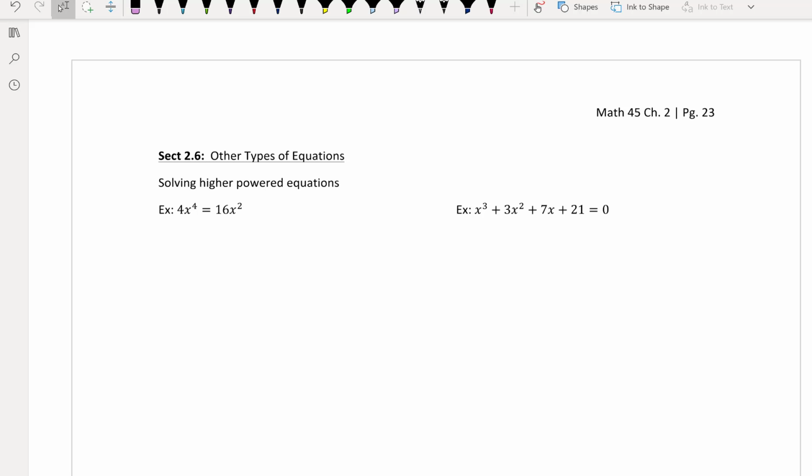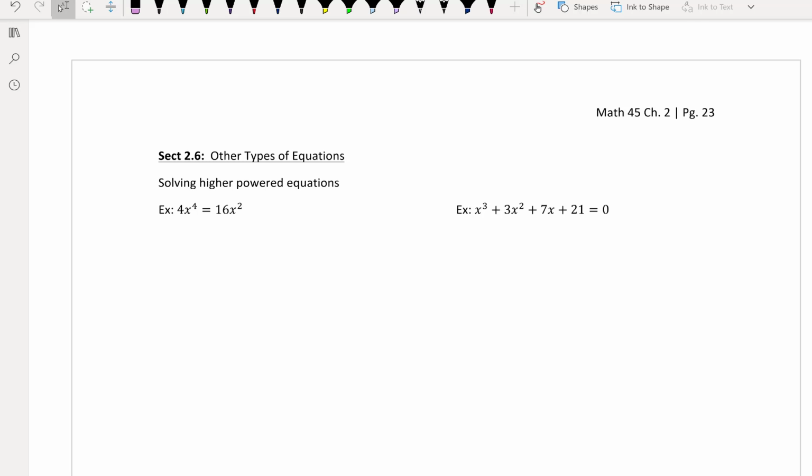We are going to pick up on page 23. So this is section 2.6, and this is other types of equations. Sometimes we have to solve for higher power equations. And so what we can do, in particular for this first one, is that we can factor.